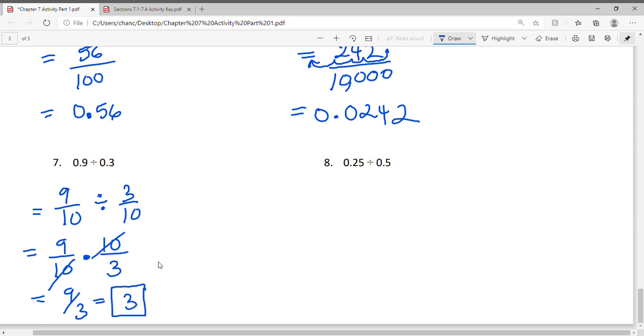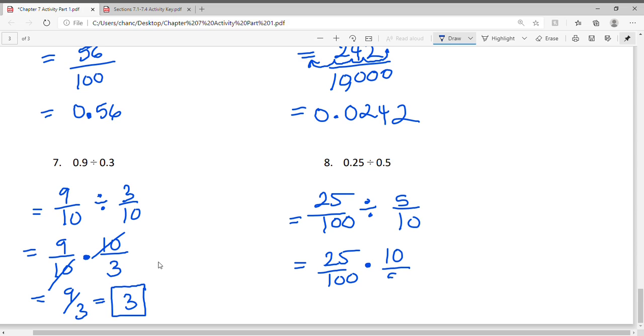One more question, question 8. Let's convert this to a fraction. That's 25 over 100 divided by 5 over 10. Again, I'm going to keep the first fraction the same. Change this to a multiplication and flip this over. That's 10 over 5. Let's see if you can reduce first. I can reduce the 10 to a 1, the 100 to a 10. 5 reduces to a 1, and the 25 reduces to a 5. So we have this is equivalent to 5 over 10, or 0.5.